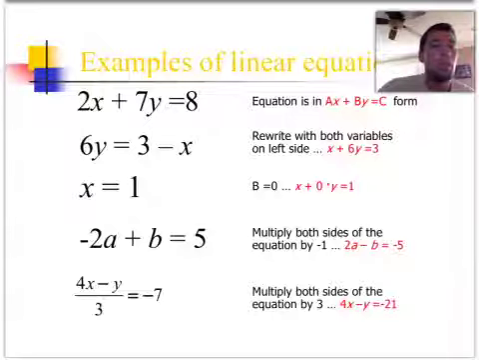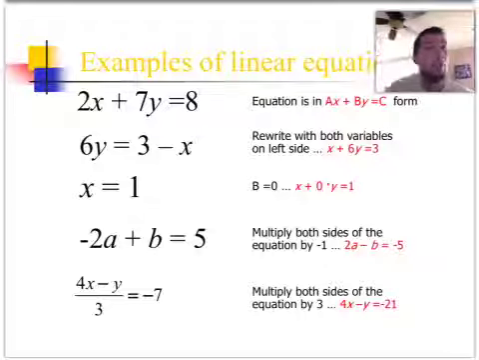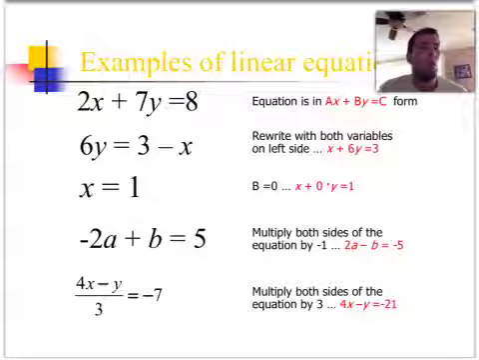Fourthly, negative 2a plus b equals 5. Well, now the a has been replaced by the x. Excuse me, the x has been replaced by the a. What could you do to get rid of that negative 2? But just the negative sign in general. So think about that. And what they say is multiply both sides of the equation by negative 1.